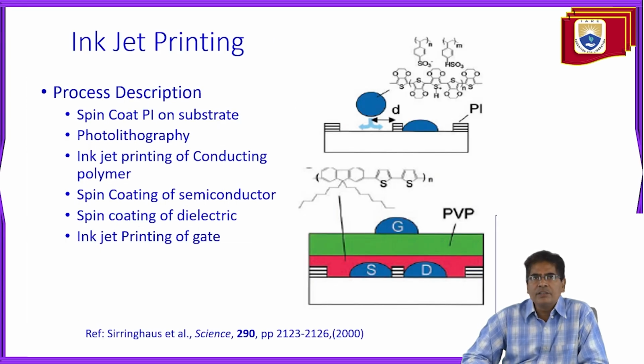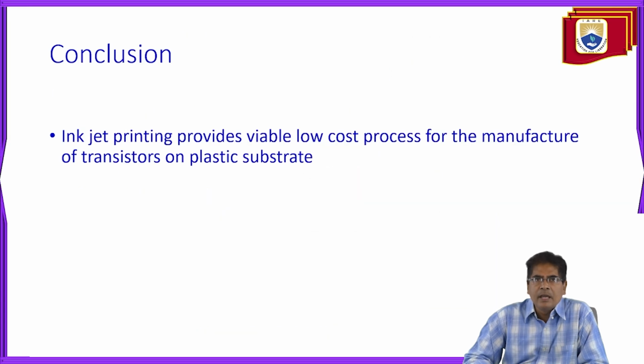So in case of inkjet printing, the process description: spin coat polymer on a substrate, photolithography, inkjet printing of conducting polymer, spin coating of semiconductor, spin coating of dielectric, inkjet printing of gate. So this is inkjet printing. And conclusion, inkjet printing provides a viable low-cost process for the manufacture of transistors on plastic substrate.